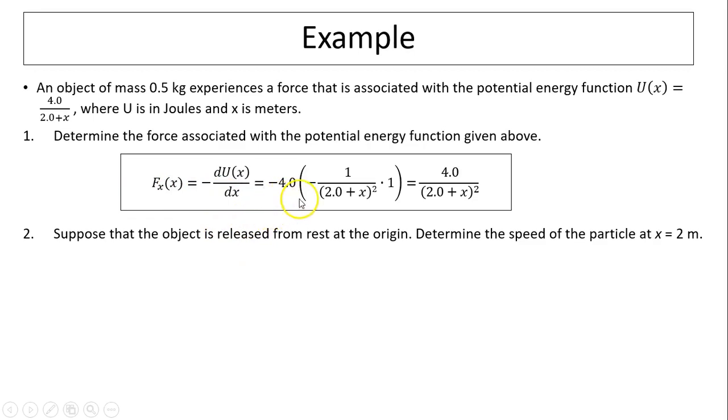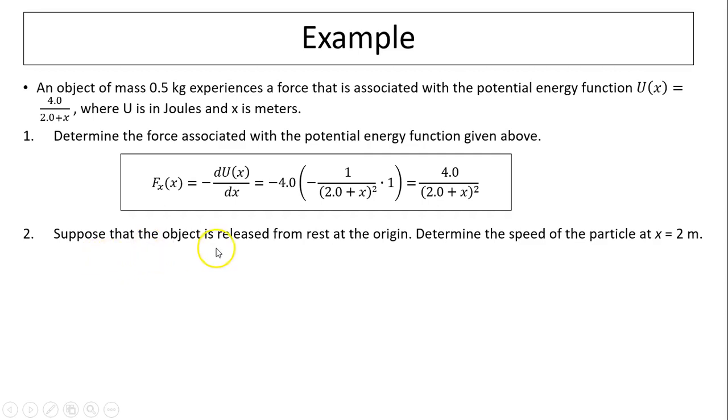Okay, so that equals negative. Again, for taking it out, it's very similar to the last example. The bottom is squared, but you have to multiply by 1 because this is the chain rule. The derivative of this over x is just 1. So negative and negative cancel. We have 4 divided by (2 plus x) squared.